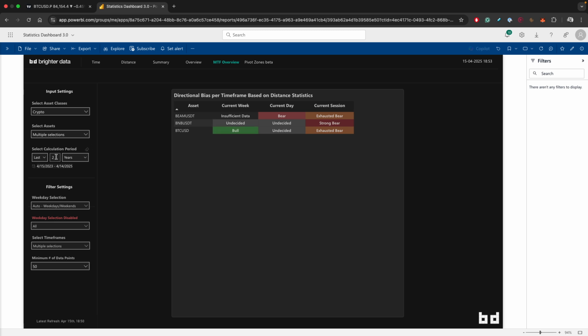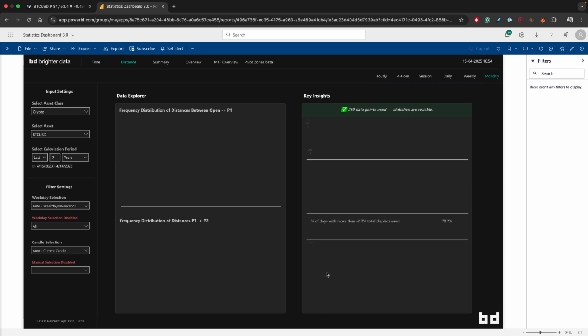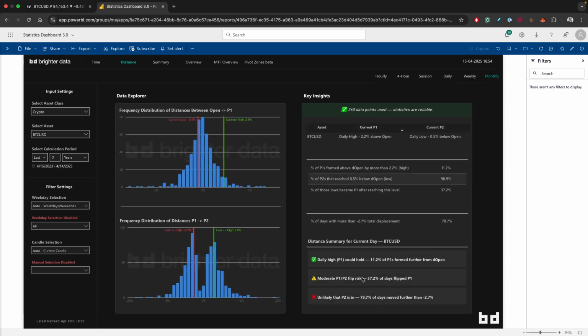So in this case, if I set it to 2 years, you can see now we do have data for this right here. And this is obviously still the same as before. It's just using the other metric, the updated metric I use for the distance statistics, right? So this one, the second one right here. It will probably be a little bit more accurate. And the other one is still the same as here.